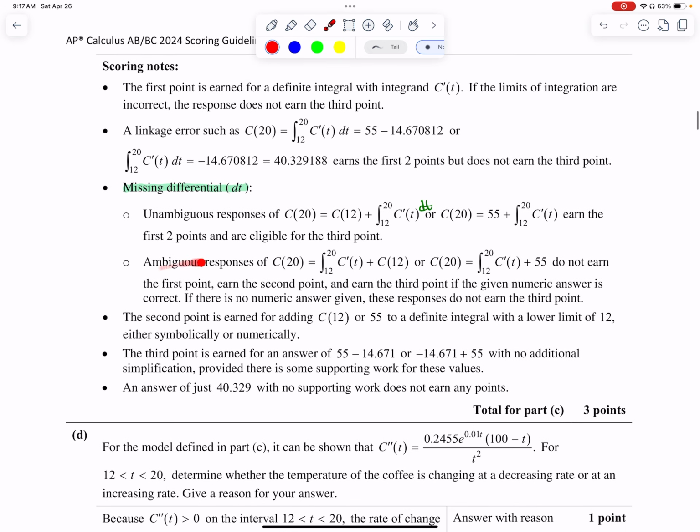However, the ambiguous one, meaning that it's not clear, happens when you threw in the initial condition, and though you thought that this meant that, hey, this thing closed off after this, well, we cannot imply that, especially since there's no dt that was written, and so it looks like, is the C of 12 in the integral? Or is it on the outside of it? I don't know. Well, I'm not going to give you that point, right?